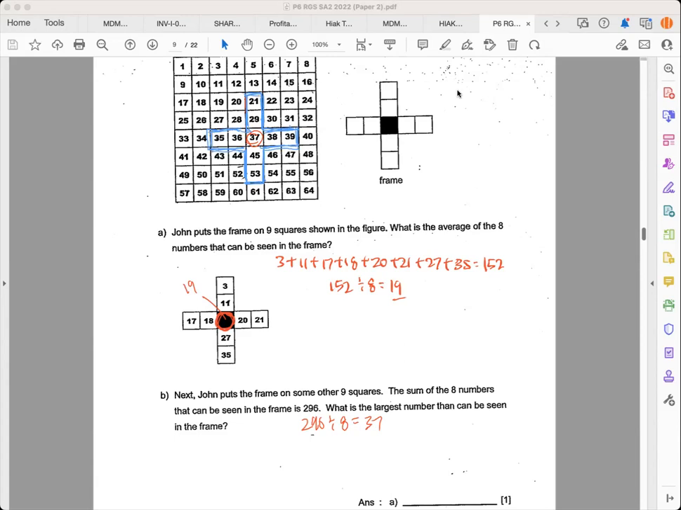The question is, what's the largest number? The largest number is this one. Answer is 53. All right. Look at question number 9.